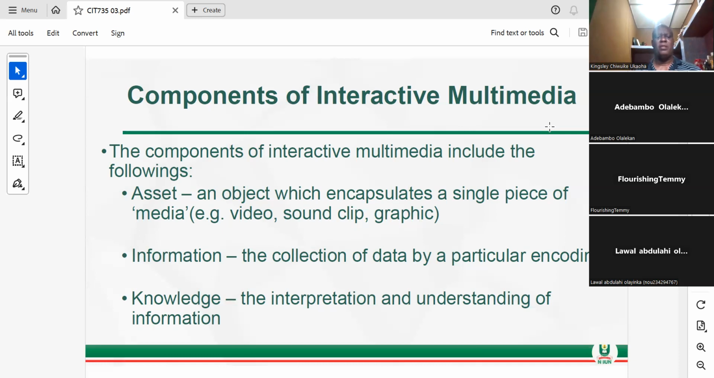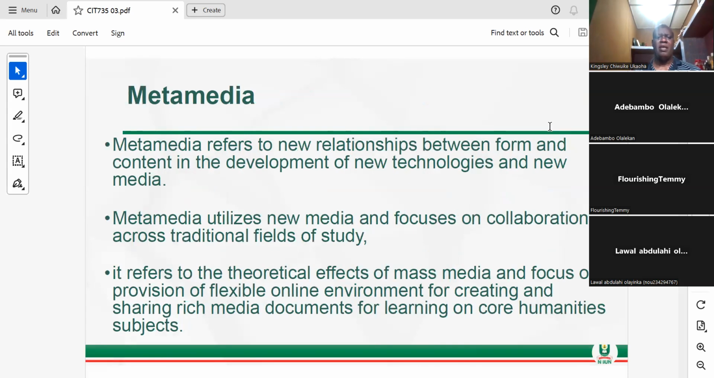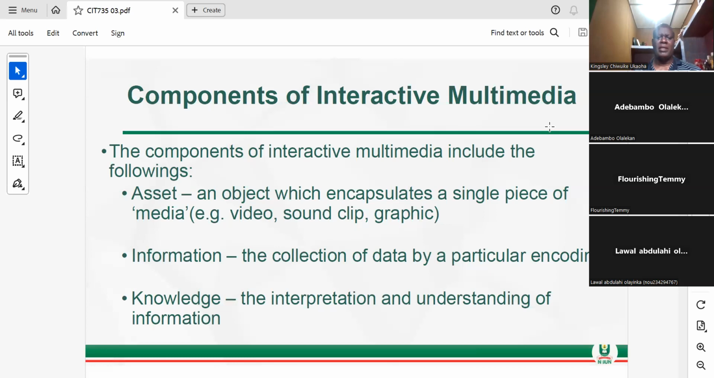So let's look at the components of interactive multimedia. They include the following: asset, information, and knowledge. What is an asset? An asset is an object that contains a single piece of media, like a video, a sound clip, or a graphic. Information is the collection of data by a particular encoding, and knowledge is the interpretation and understanding of information.